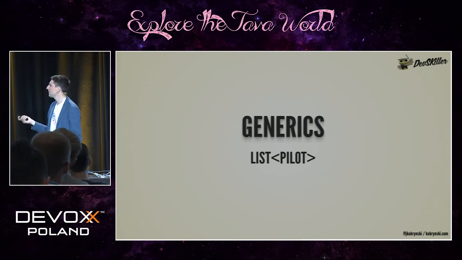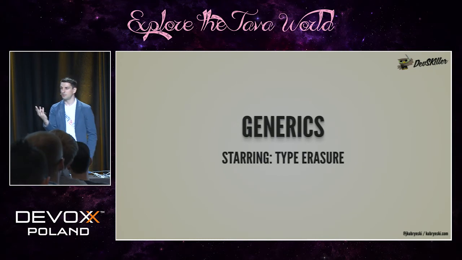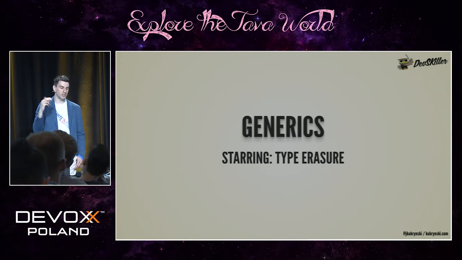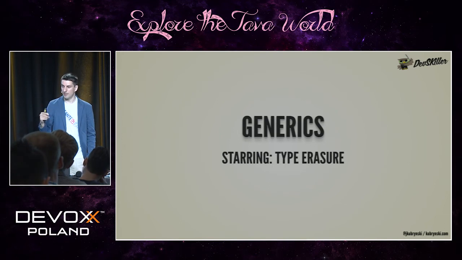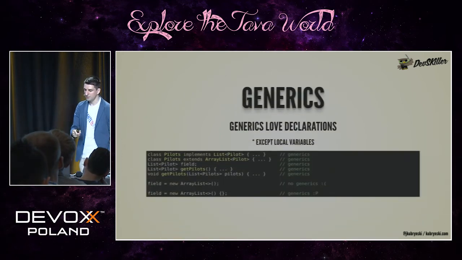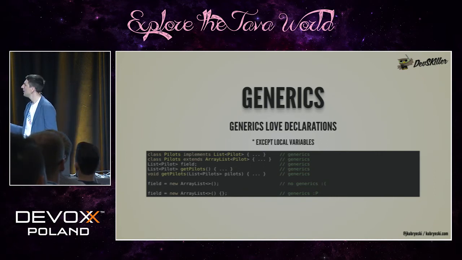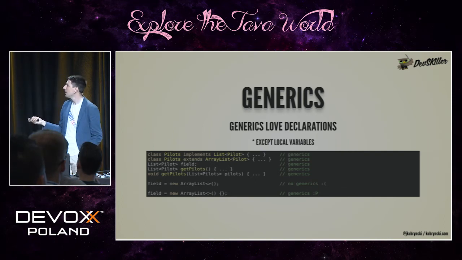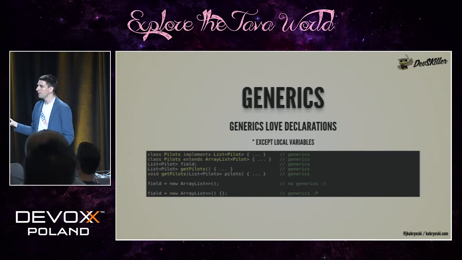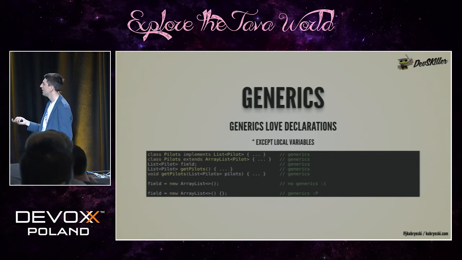So now let's move to the other part, which is generics. Every time we talk about generics, we talk about type erasure, okay? So we know that there is no generic information at runtime, only at compile time, which is generally not true, because there is a lot of generic information in reflection, okay? There is generic information on all declarations. So when you have a class Pilots which implements List of Pilot, this Pilot information is available at runtime. When you're extending a class, it's also available at runtime. When you have a field which is a List of Pilot, there is also generic information at runtime.